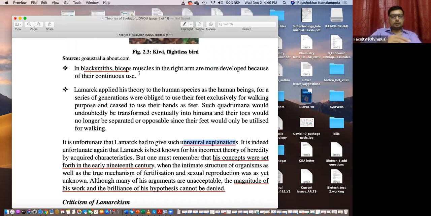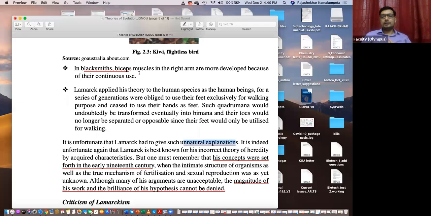They had stronger biceps because they kept using the right hand. They had more biceps on the right hand than on the left hand. That's why he thought that blacksmiths, because of the usage of their right arms, have more developed biceps on the right arm. But they never had children who also have arms like them. So it is never transmitted to the next generation in the form of somatic characteristics that we're talking about.